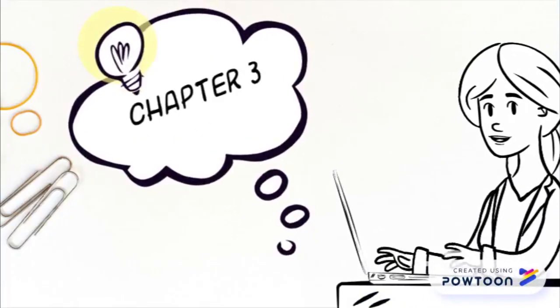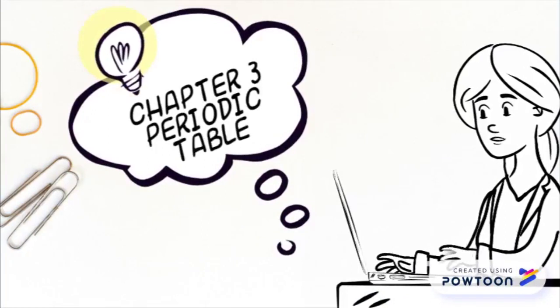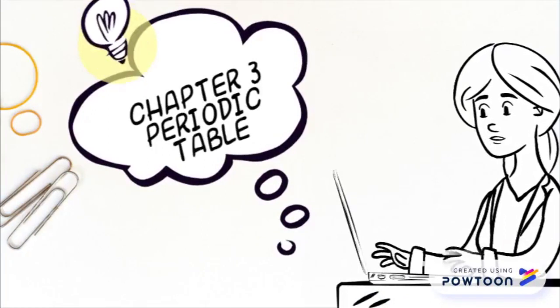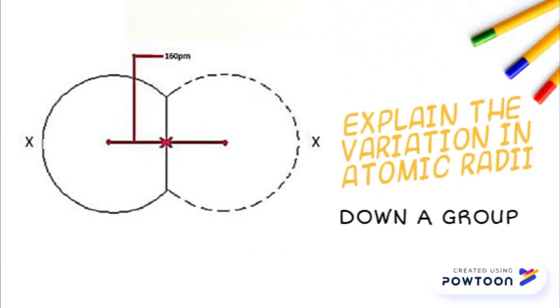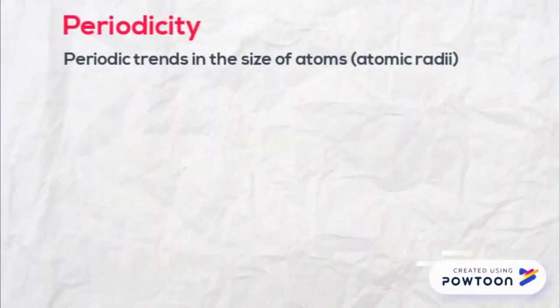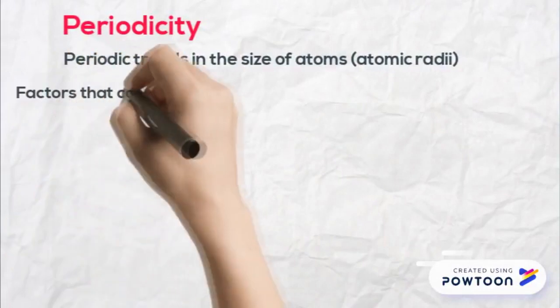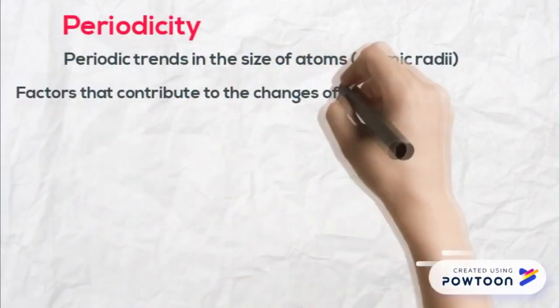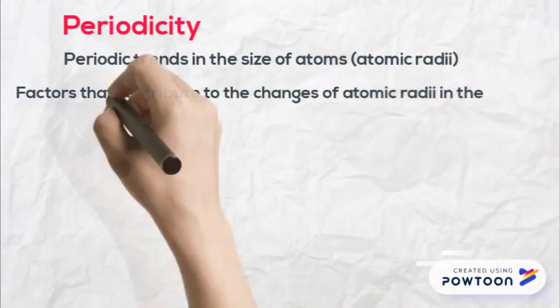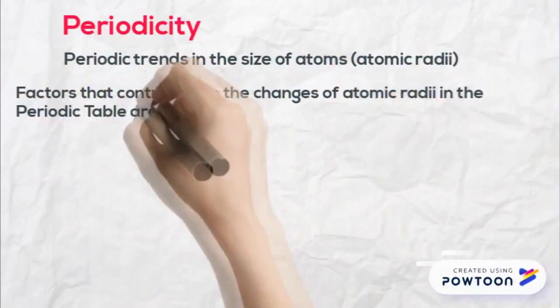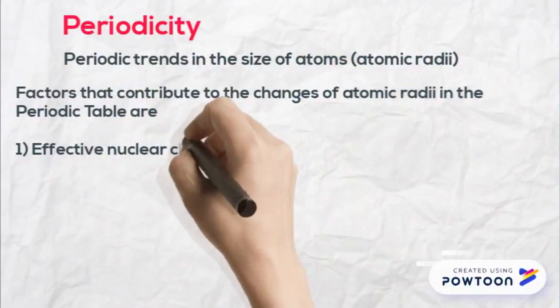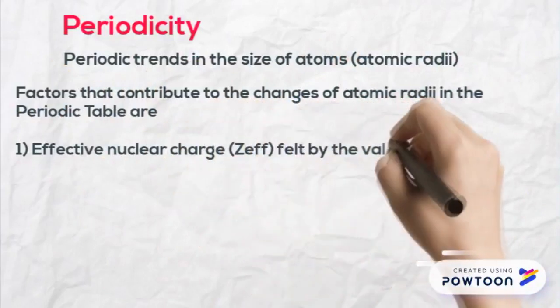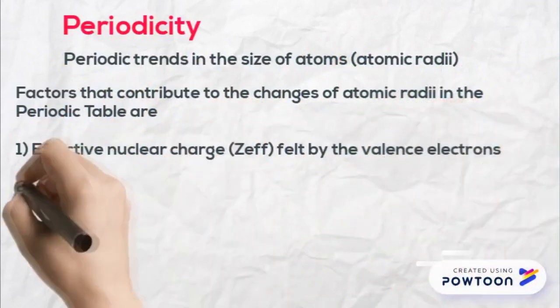Today, I would like to talk to you about the third chapter of chemistry, which is the periodic table. Specifically, how to explain the variation in atomic radii down a group. Periodicity: periodic trends in the size of atoms, or atomic radii. Factors that contribute to the changes of atomic radii can be the effective nuclear charge, or better known as ZEF, or even the shielding effect.